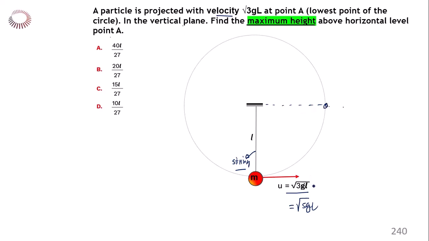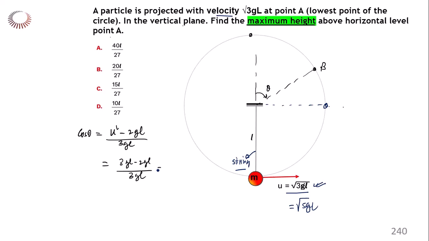Since the particle is projected with a velocity of root 3 GL, it will go up to a certain height, which is in between the maximum point and the horizontal point. Let us say the particle goes up to this point, point B. I know the vertical angle that point B makes: cos theta equals (u square minus 2 GL) by 3 GL. If I put u square as 3 GL, that is (3 GL minus 2 GL) by 3 GL, which means 1 by 3. So cos theta becomes 1 by 3.